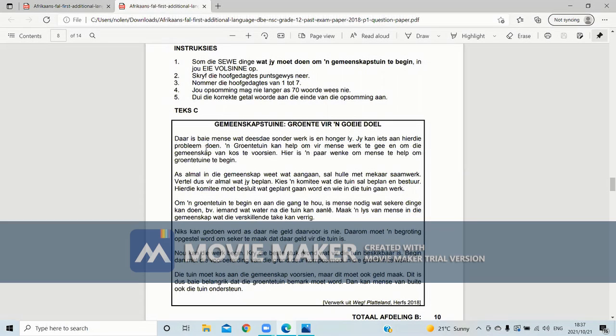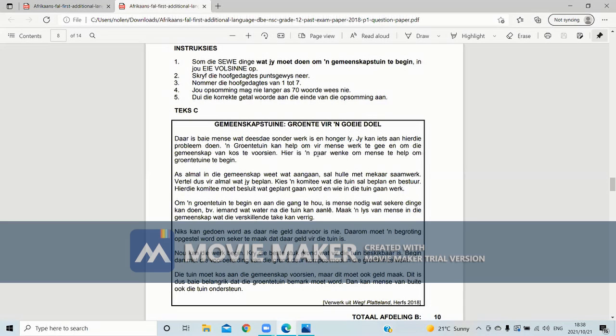Jy kan iets, so do we think there's a tip there for us for how to start a community garden? No. So I would draw my pencil, just a line through it, okay? If I was 100% sure, just to have less information to deal with. Okay, then jy kan iets aan hierdie probleem doen. You can do something about this problem. Is there a tip there? No. Draw a line through it.